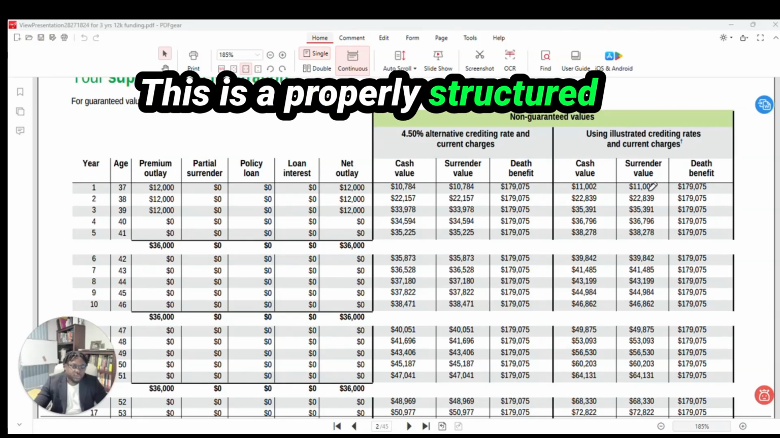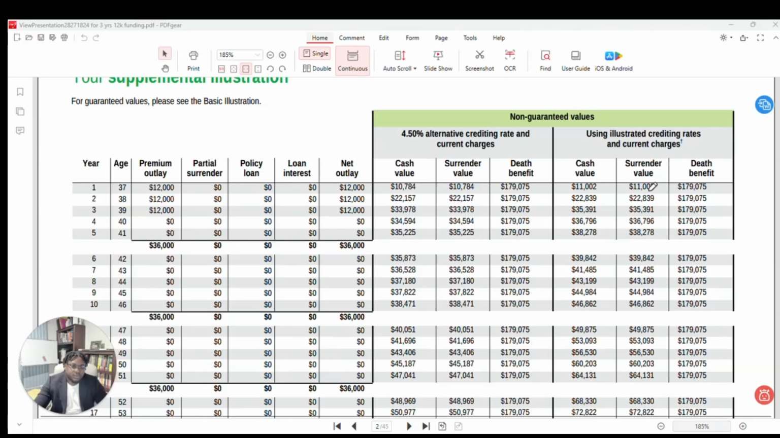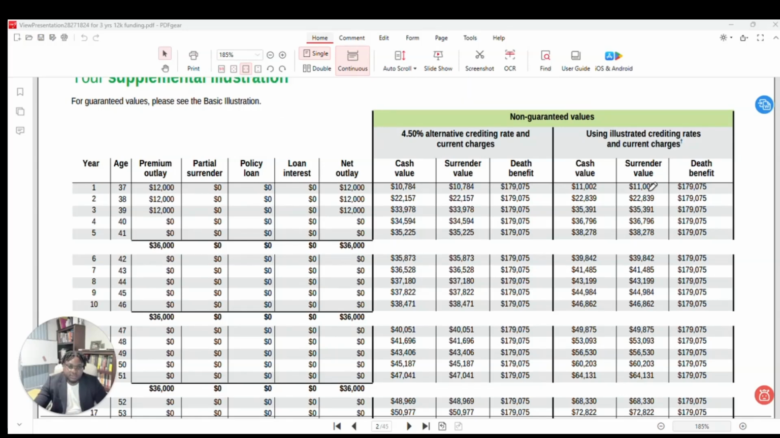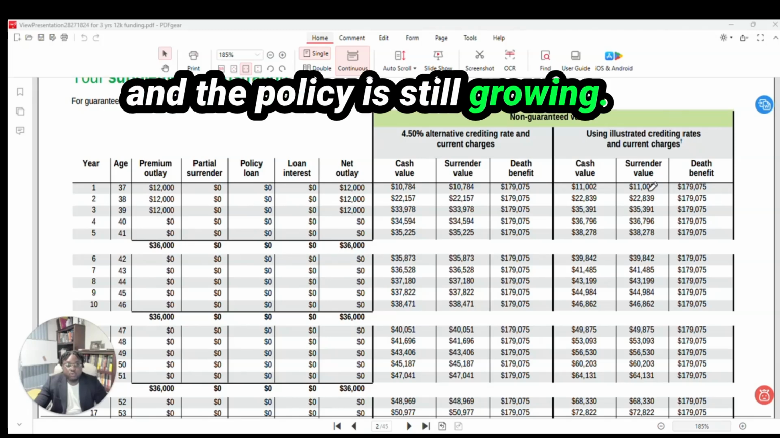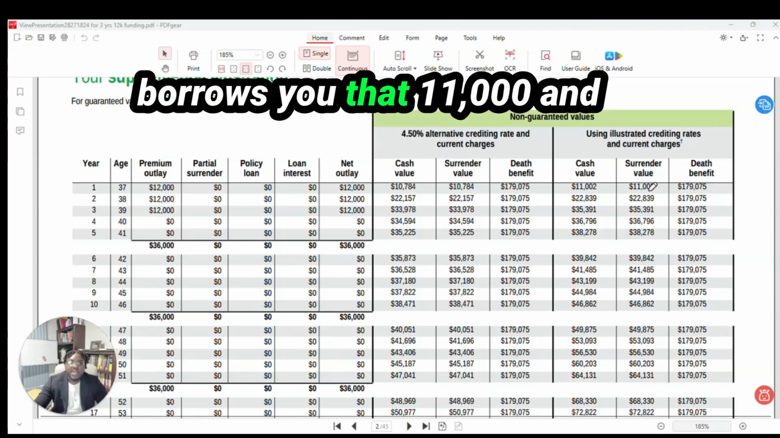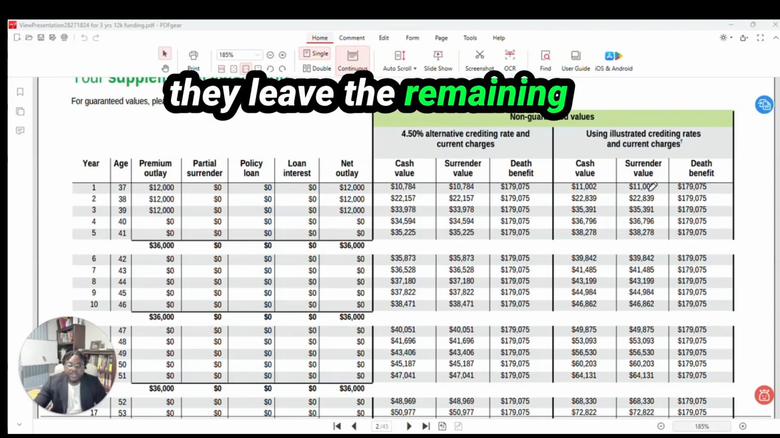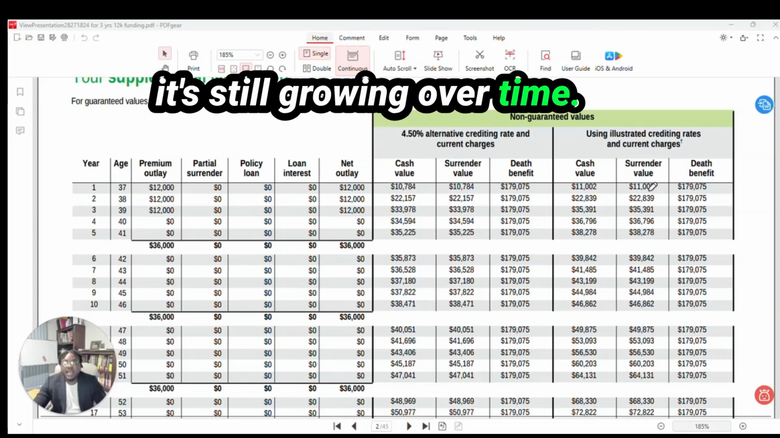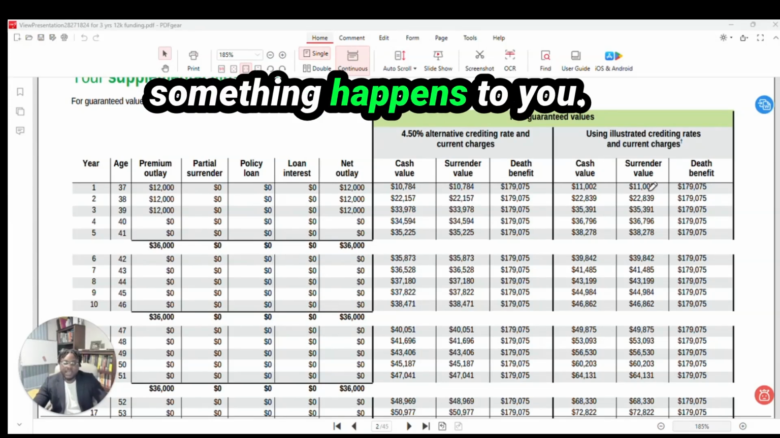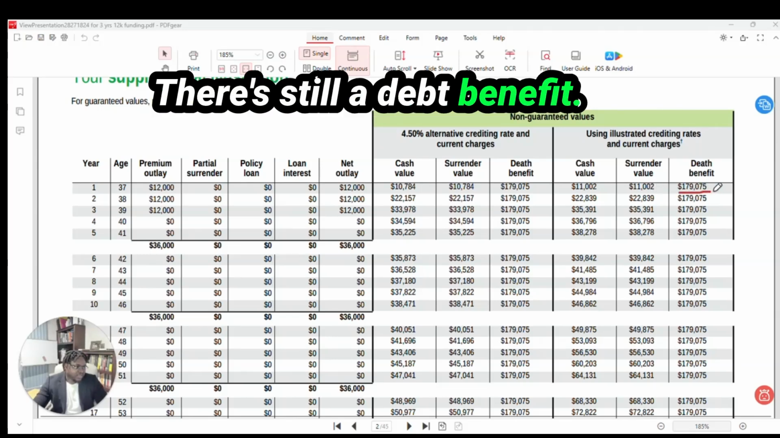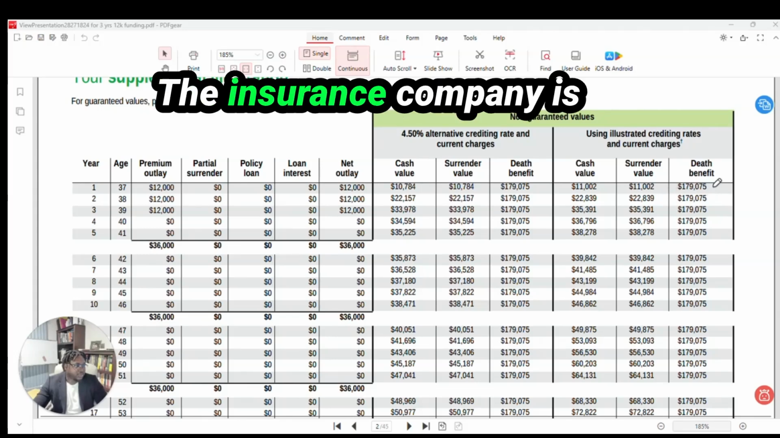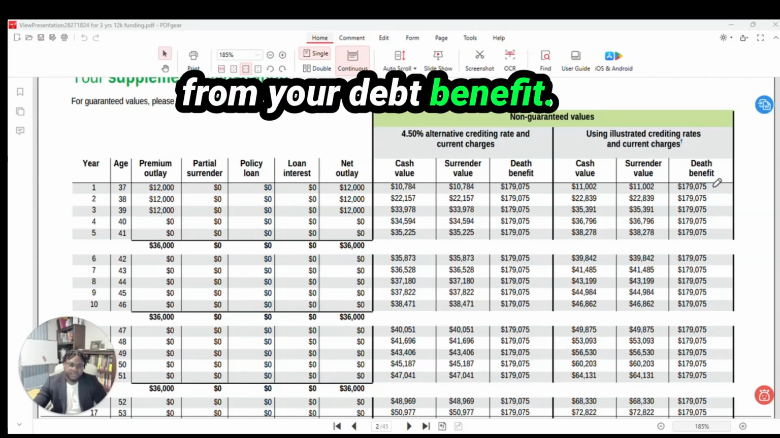This is a properly structured policy for max funded cash, which means I can put in $12,000, borrow $11,000, and the policy is still growing like I didn't borrow it. Because the way it works is the insurance company loans you that $11,000 and they leave the remaining money in your account and it's still growing over time. Plus, you don't have to pay back. Why? Because God forbid something happens to you, there's still a death benefit. That's your collateral right there. If something happens to you, you can't pay back, the insurance company is just going to deduct the money from your death benefit. Isn't that great?